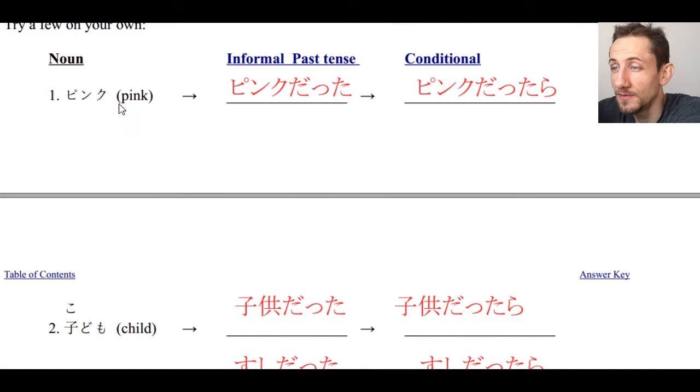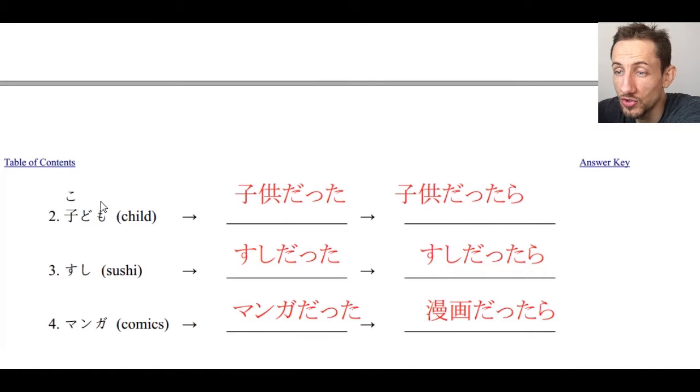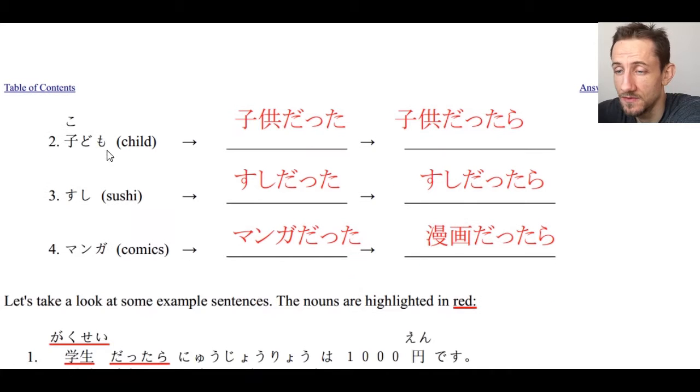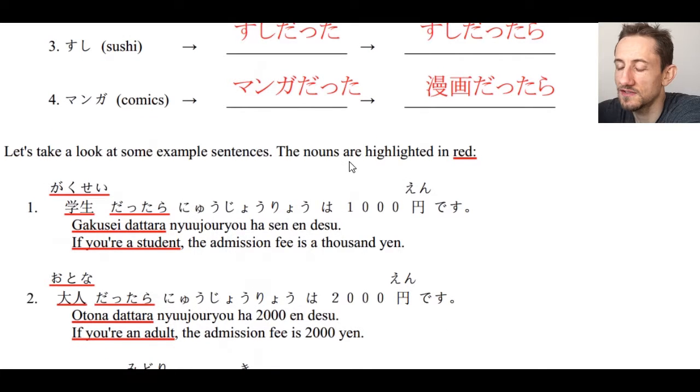All right, now let's check. Number 1, so we have ピンクだった, ピンクだったら, if it's pink. 子供だった, 子供だったら, if it's a child. 寿司だった, 寿司だったら, if it's sushi. And the last one, manga. Mangaだった, Mangaだったら. So here I've left manga in romaji, so you can see what it looks like. Most of the time it's written in romaji, but you may see it in its kanji form, which looks like this, 漫画. 漫画だったら.